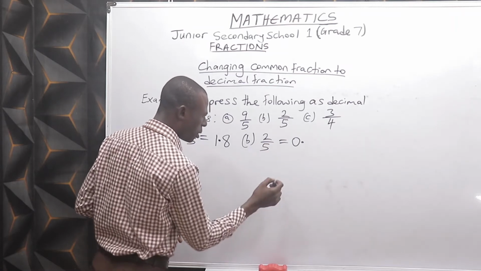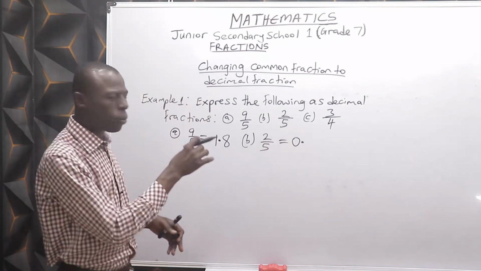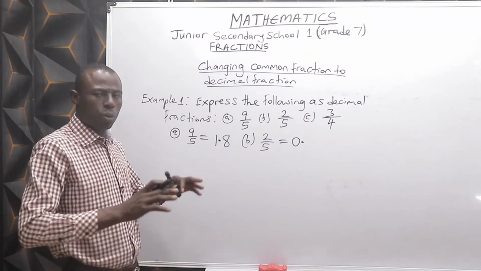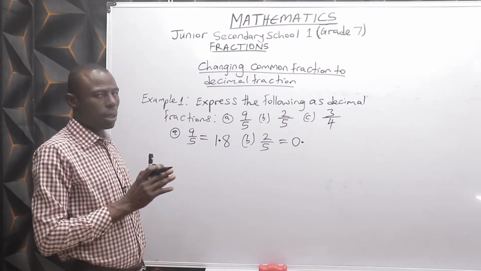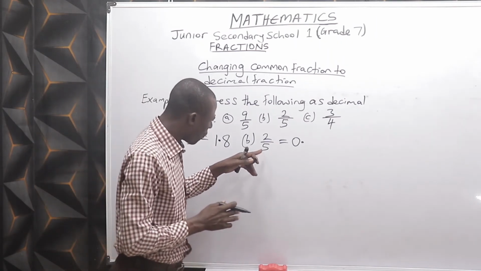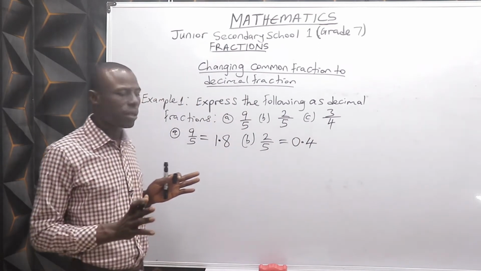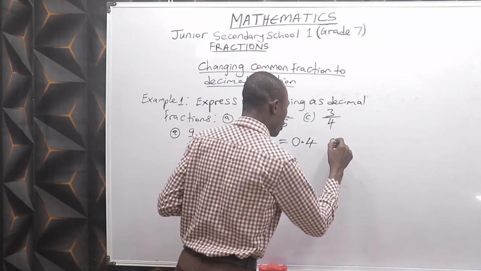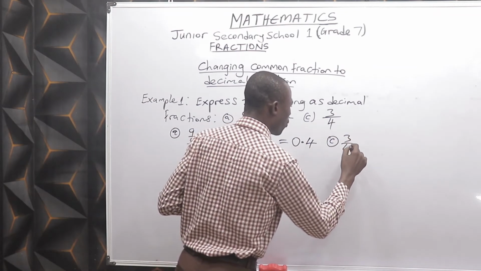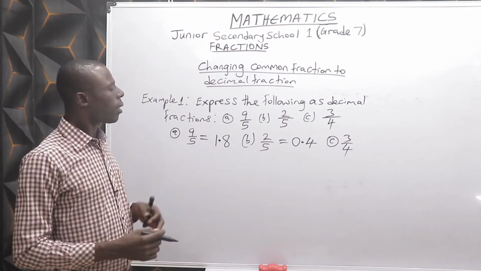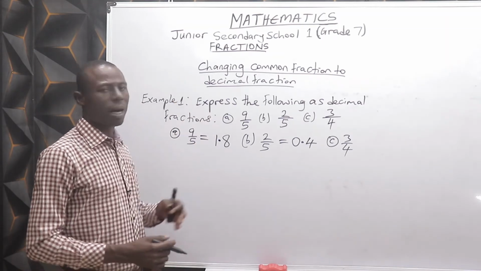So, after that, put the imaginary 0 at the back of the 2, which will make it form 20. So, how many times do we have 5 in that 20? That is 4. And that ends it. Now, lastly, question C. 3 over 4 as a fraction. How do we convert it to decimal?